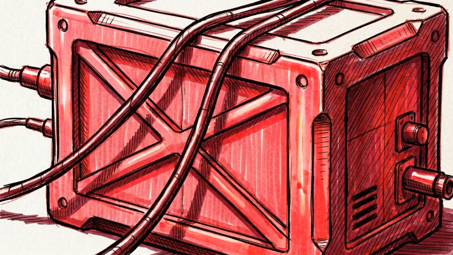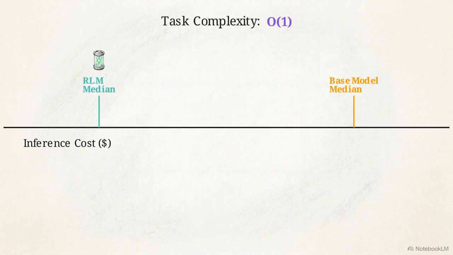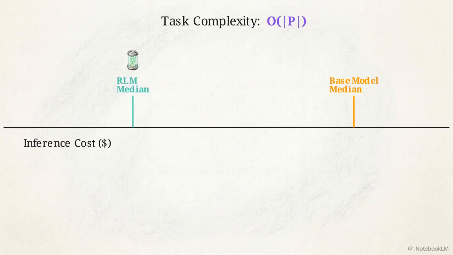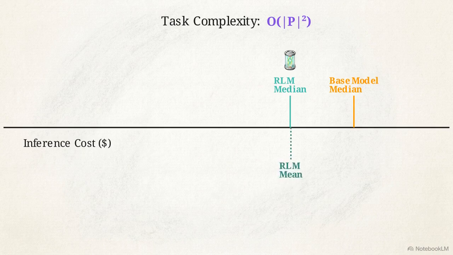Do these recursive programmatic loops cause inference costs to explode? This cost distribution chart shows a counterintuitive reality. The marker on the right is the median cost of feeding a massive prompt into a base model. The marker on the left is the RLM. The median RLM run costs less. Instead of scaling purely by input size, RLM inference cost scales proportionately to the specific algorithmic complexity of the task itself.